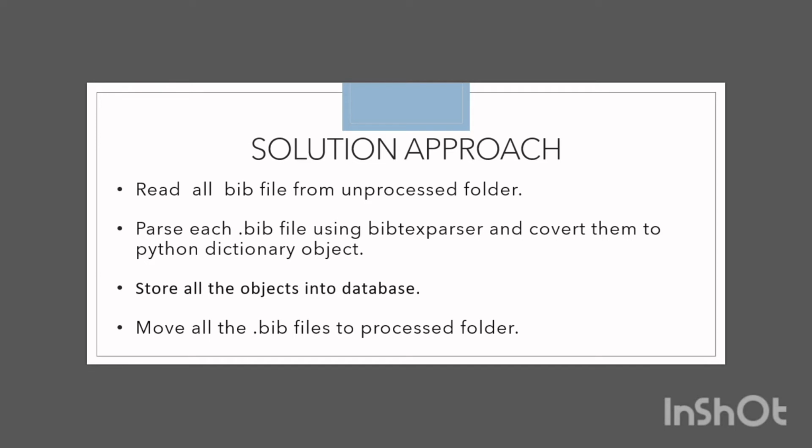From here, these files are read and each file is processed separately. Each file is parsed using the BibTeX parser library, which converts the content of the BIP file into a Python dictionary object. Each element of the dictionary corresponds to the bibliography item in that particular BIP file that is being processed. This object is then stored into the database using Django ORM. In the end, the BIP file is moved to the processed folder.